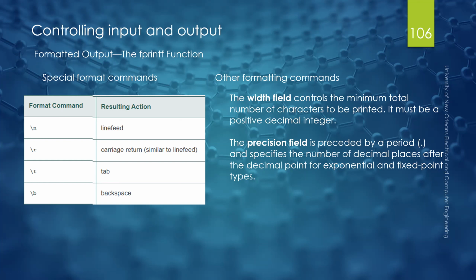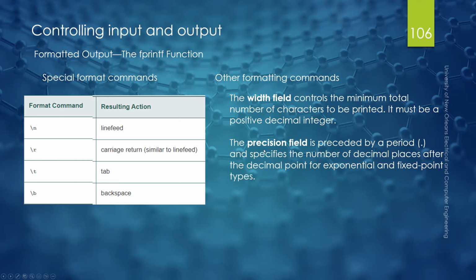Other things that we can do as far as formatting is we have control over the size of the information we see and the precision in which we see that information. In other words, the number of decimal places that we want to see. And for that, we have two formatting commands. We have the width field, which controls the minimum total number of characters to be printed. We'll see how that makes sense in just a minute. And it always must be a positive decimal integer. Okay, and we'll see how that works.